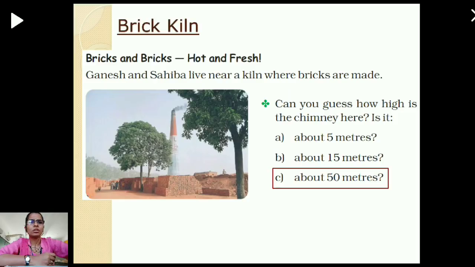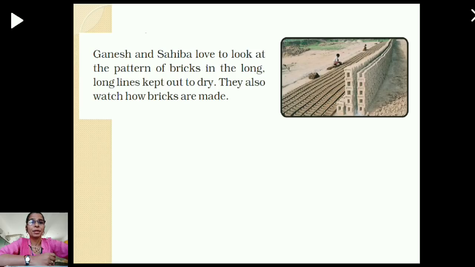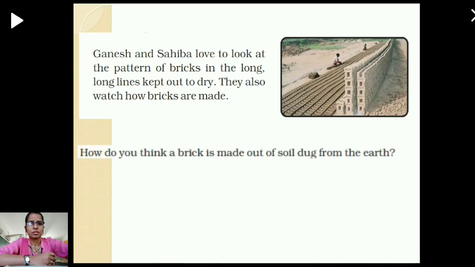What Ganesh and Saiba wanted to see most was how these bricks were being made. I will also share with you how these are made. They went into the kiln and saw that the bricks were kept in certain patterns in long lines to dry. They were very curious to know how the bricks are made.